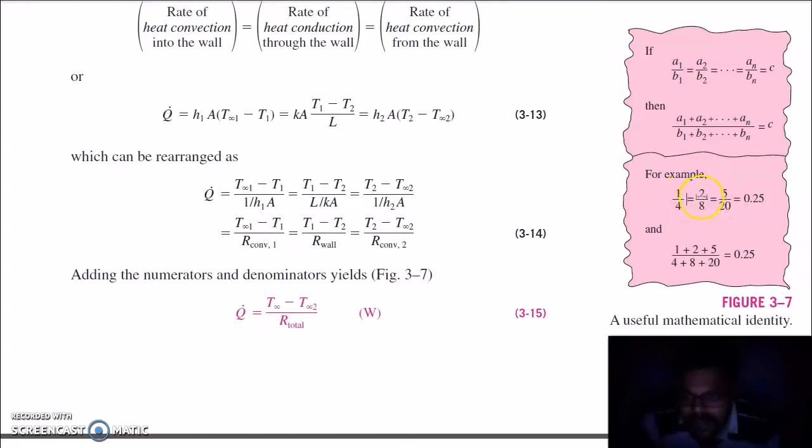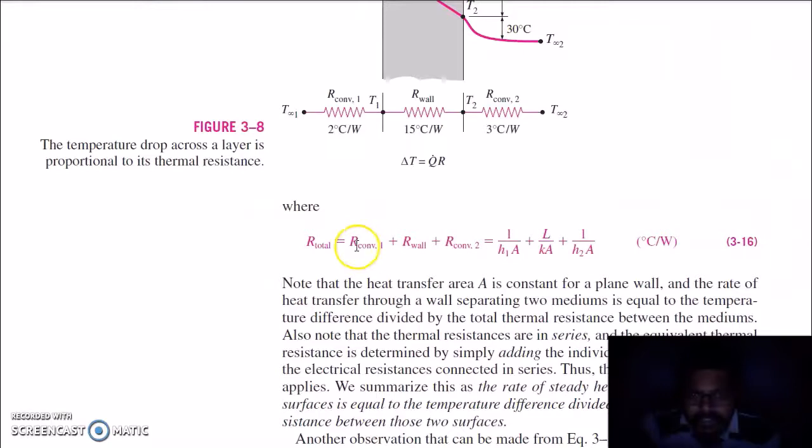In this case, if you add numerator and denominator, you will get this, or you can add numerator separately and denominator separately, which will lead to 0.25. Same, you can add numerator and denominator, you will get this value here, where R total is the sum of three resistances, convective, wall, and this convective on this side, and these three resistors are in series.